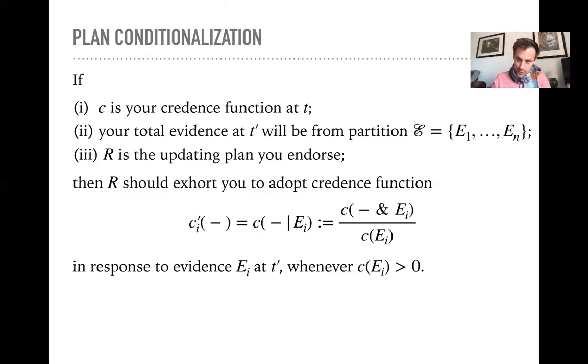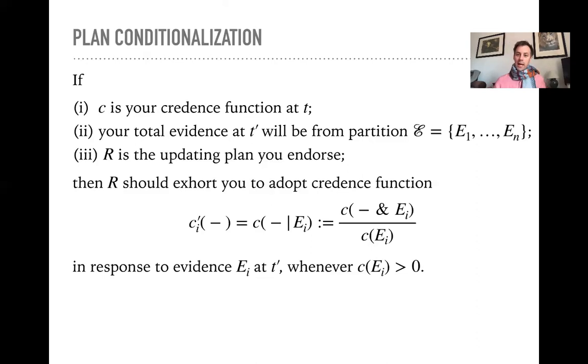Some people, like David Lewis, seem to think that in fact that's fully general and it covers all situations that you're ever in. But other people, Jonathan Weisberg, Miriam Schoenfield, they have different views on that. Okay, so suppose you have this earlier credence function, then you have this situation where your total evidence at the later time is going to be one of the cells of the partition, E. And then R is the updating plan you endorse.